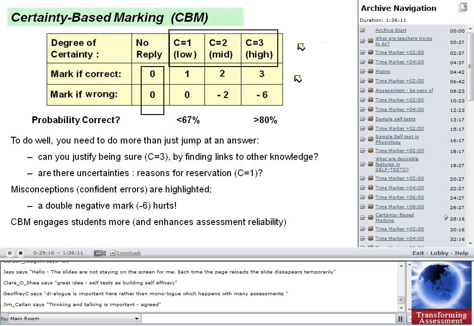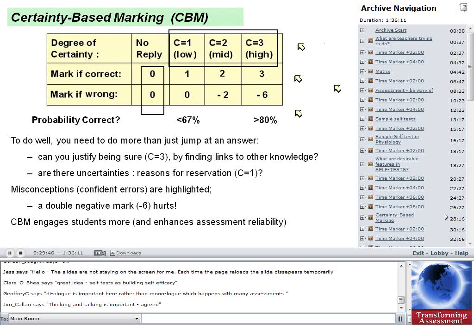It's obviously good if they're sure of the answer. It's obviously good to express high certainty for it. But if they express high certainty for it and they get it wrong, then they're in some trouble because they get -6 for it. So they'll get double negative marking if they express high confidence for something they're actually getting wrong.